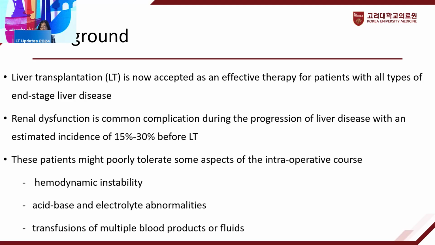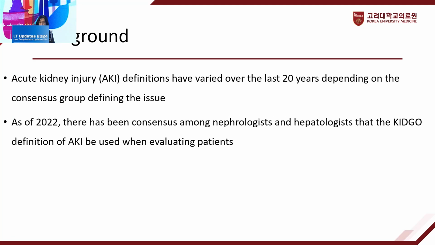Liver transplantation is now accepted as an effective therapy for patients with all types of end-stage liver disease. Renal dysfunction is a common complication during the progression of liver disease, with an estimated incidence of 15 to 30% before transplantation. These patients might poorly tolerate some aspects of the intraoperative course, such as hemodynamic instability, acid-base and electrolyte abnormality, and transfusion of multiple blood products or fluid.